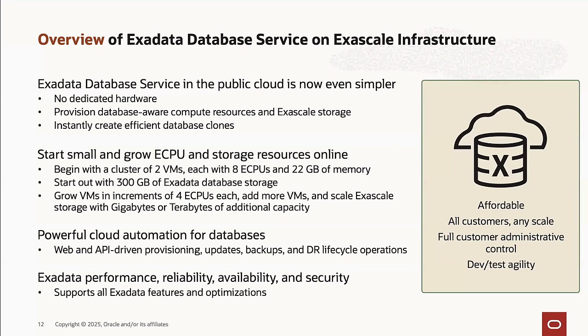or a 2-node VM cluster, 8 CPUs and 22 gigs of memory, and then grow those resources when you need them. Now, if you don't need those any longer, we can also scale back down. So it's very powerful as far as cloud elasticity. It has all the web and AI driven cloud automation for your databases as well. And of course, as I mentioned before, all those Exadata performance capabilities.